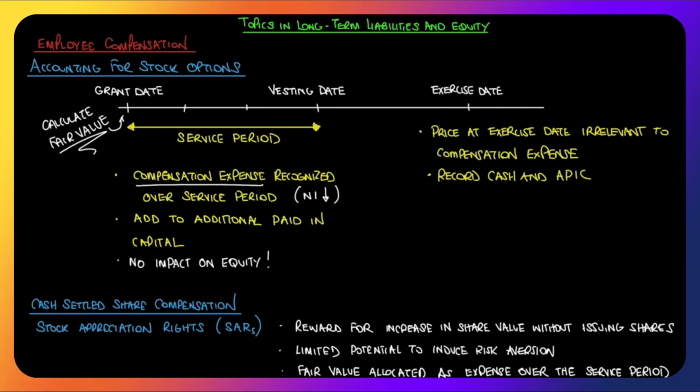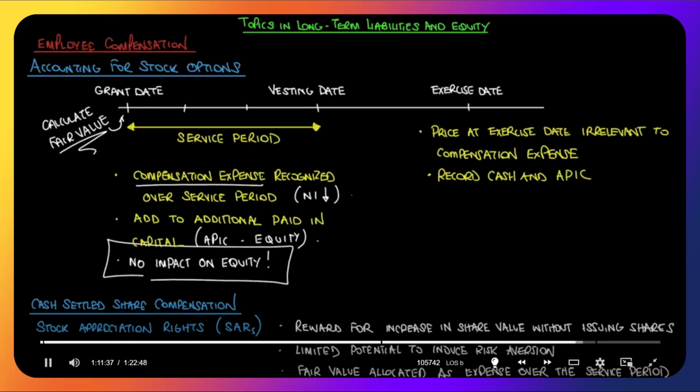But this is the world of accounting. There has to be another side to it. The other side goes to additional paid-in capital. Additional paid-in capital is part of equity. So although you're reducing net income, which will reduce retained earnings, which will reduce equity, the other side is adding to equity. There is actually no impact to equity of accounting for these stock options overall. It will, however, during the service period, reduce net income. That hit to net income is offset by the increase in additional paid-in capital.